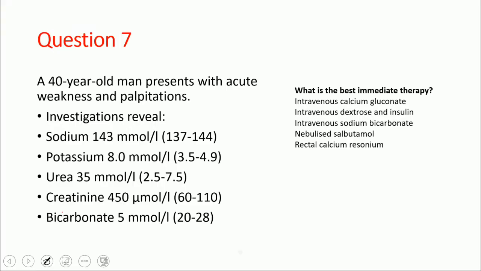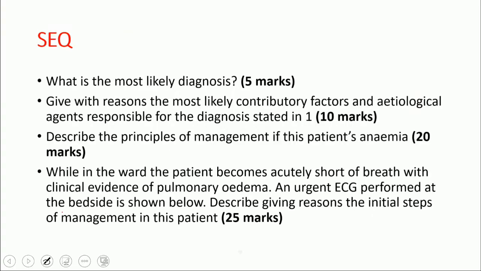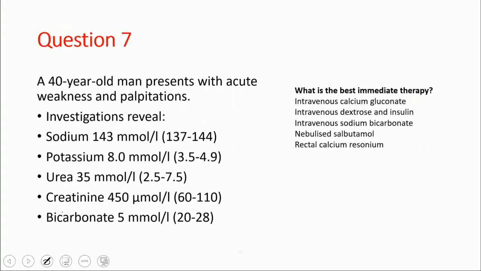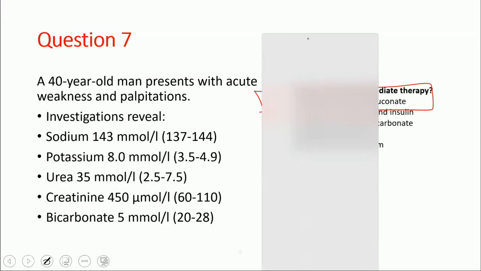Right. Question 7, acute weakness, the potassium is sky high, right? And obviously the first thing you have to do is give calcium. Right? That is the first thing you need to do to stabilize the myocardium.